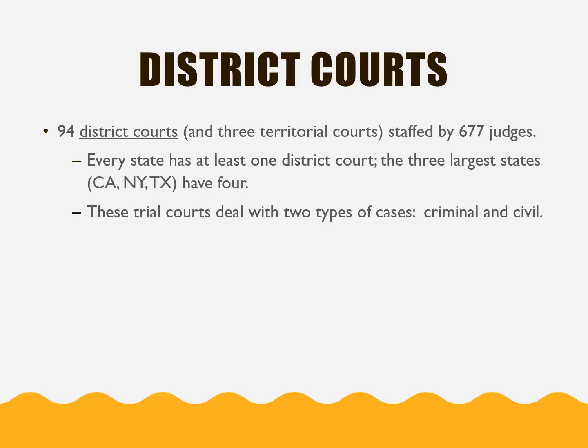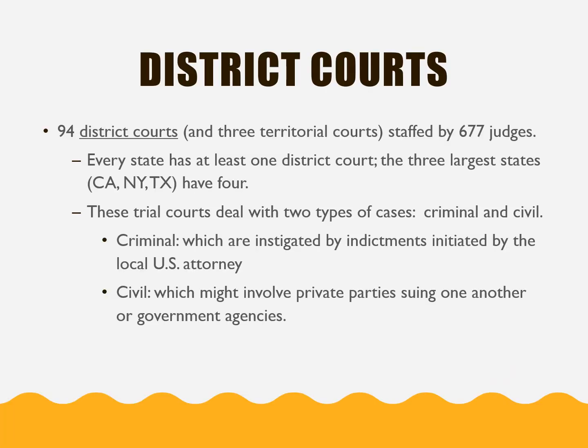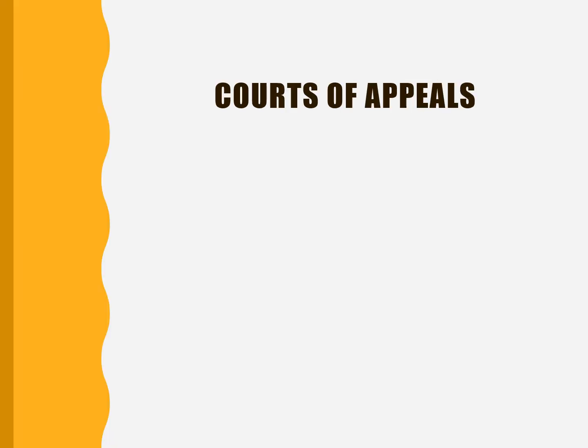Now, the next slide actually deals with the district courts. It gives a little bit of data on the district courts. You see that some states only have one district court, while other states have as many as 4. You'll also see that they have jurisdiction over both criminal cases and civil cases. And I have a quick definition of what civil versus criminal cases are.